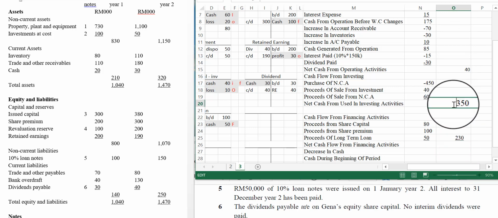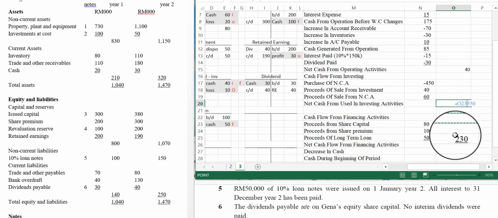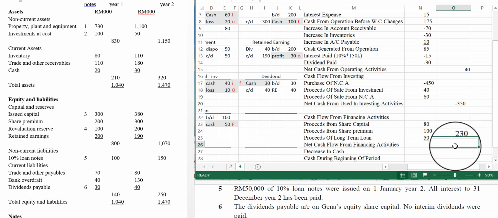So after this, add on everything. Okay, this is a minus sign, minus 350. So at the end, you actually have a negative 80.